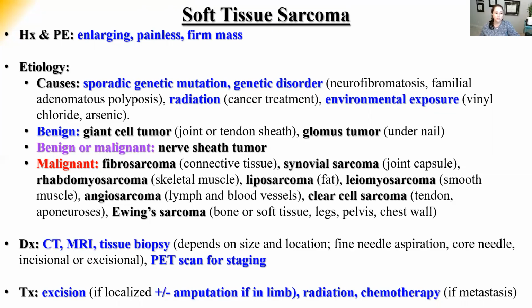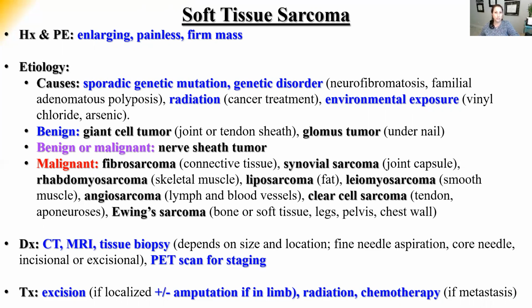Leiomyosarcoma is going to be smooth muscle. Angiosarcoma is going to be a tumor of the lymph and the blood vessels. Clear cell sarcoma is going to be tendon and aponeuroses. And then Ewing sarcoma is a very malignant tumor of the bone or the soft tissue. Most commonly affects the leg, the pelvis, and the chest wall.